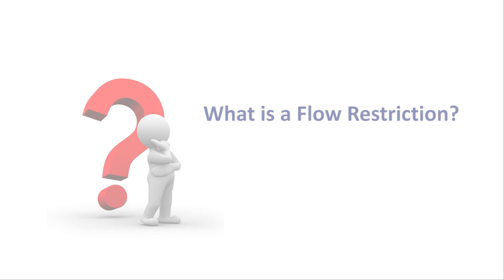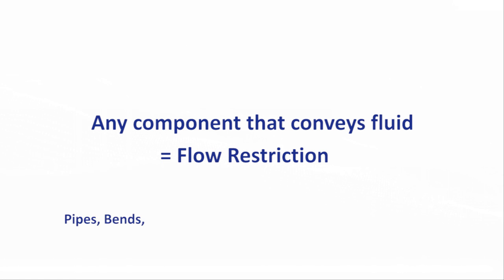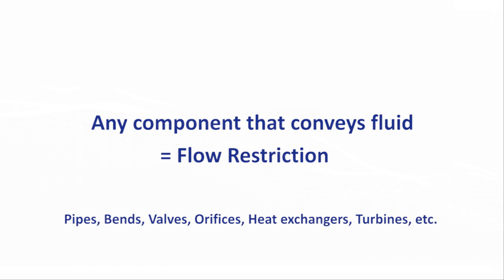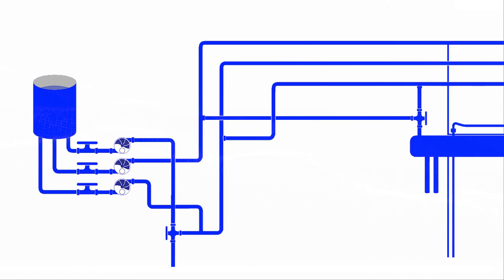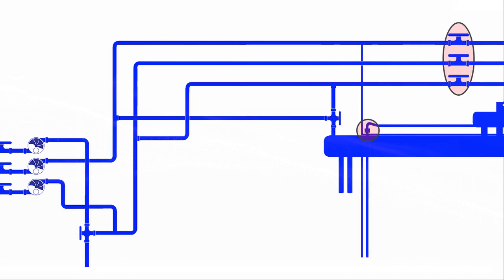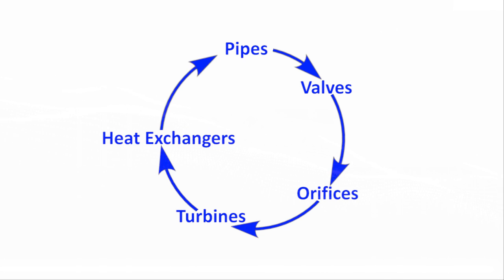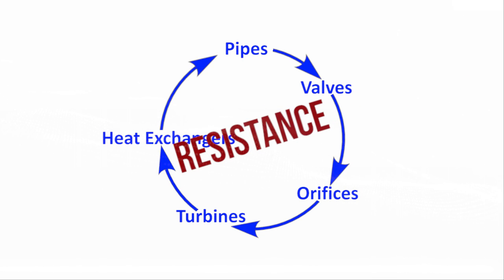So let's start off by asking, what exactly is a flow restriction? Well, actually any component that conveys your fluid, except for pumps and compressors, is also restricting its ideal flow. Pipes, vents, valves, orifices, heat exchangers, even turbines. Now, obviously, some are used deliberately to control or restrict our flow, such as valves and orifices. But in theory, all of them can be represented very similarly. Let's have a look at that.